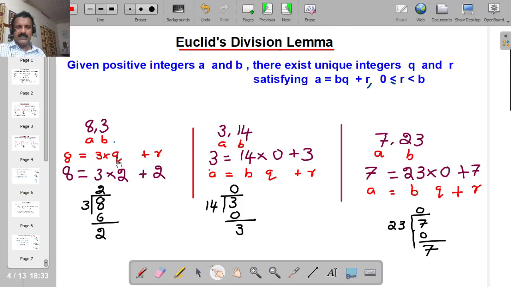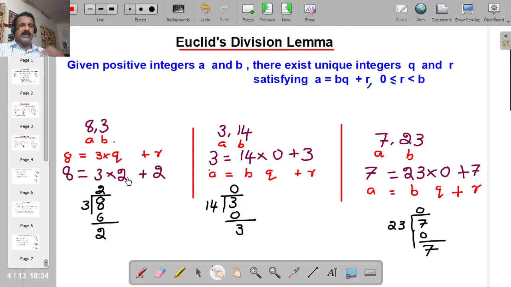If q is increased by a value 1, then 3 times q becomes 3 times 3, which is equal to 9. Then to make the equality hold, to make it equal to 8, we have to give the value -1 to r. This is not possible. Why? Because r can take values 0, 1 and 2 only. So we cannot give a negative value to r. So we cannot increase the value of q.